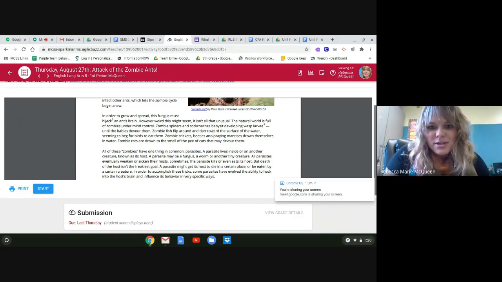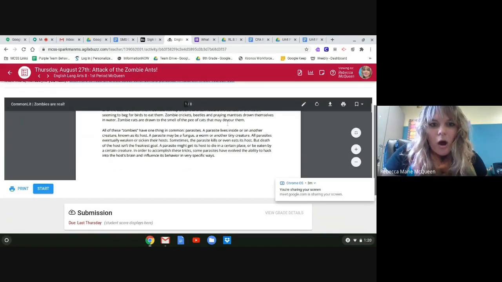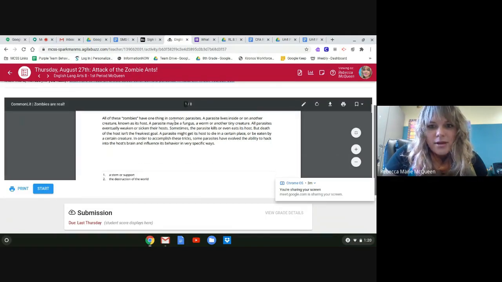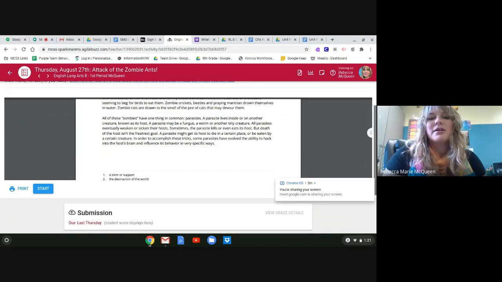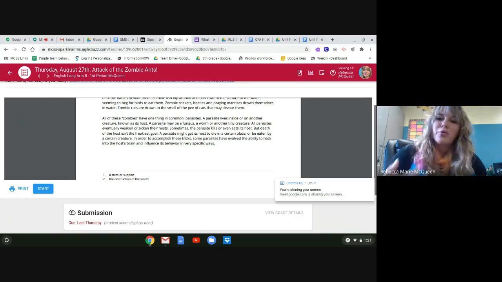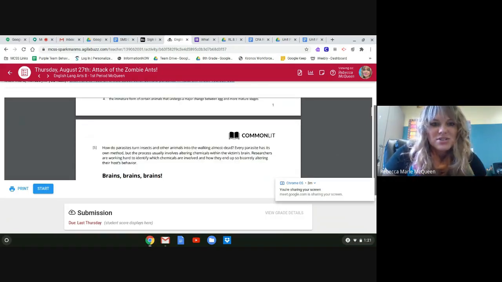Zombie crickets, beetles, and praying mantises drown themselves in water. Zombie rats are drawn to the smell of pee of cats that may devour them. I know, it's nasty. So all of these zombies have one thing in common: parasites. Okay. When we're talking about a parasite, we're talking about an organism that thrives off of another organism, right? It's making the other organism do the work. So all of this zombie fungi is just a parasite.